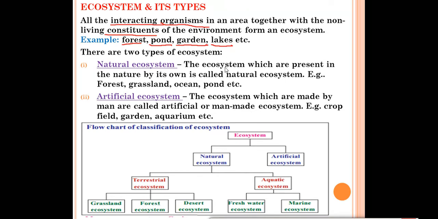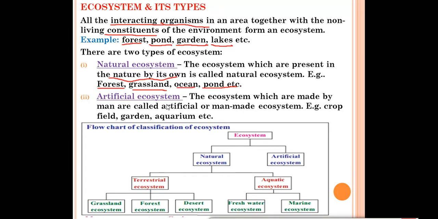The ecosystem which are present in the nature by its own is called natural ecosystem. Okay, they are present in the nature by its own. They are formed by the nature only. So it is called natural ecosystem. Example, you can know forest. Forest, no one has made the forest. Forest is present in the nature by its own, right? Grassland is also a natural ecosystem. Ocean, ponds, they are all the examples of natural ecosystems. So you can remember forest, grassland, ocean, right?